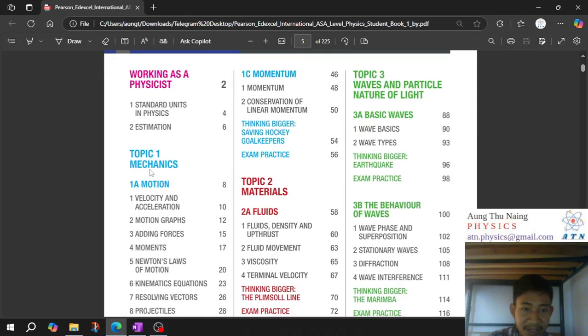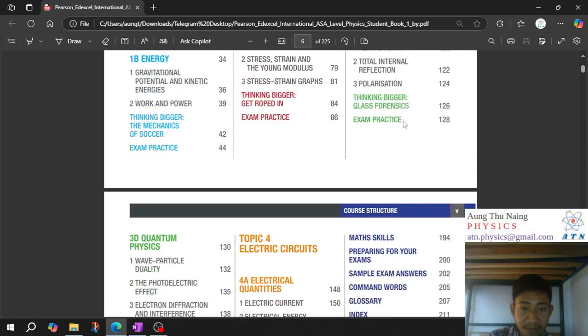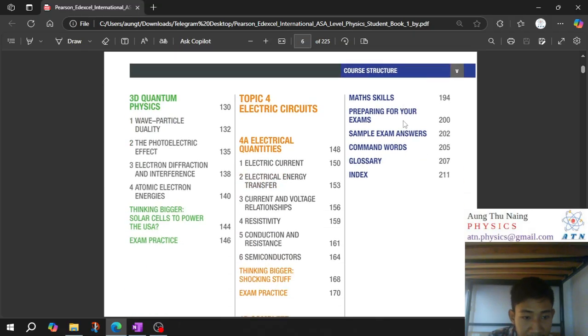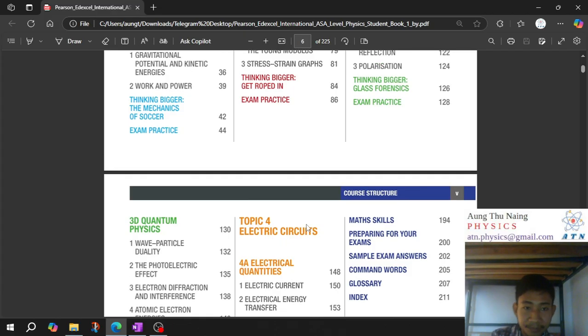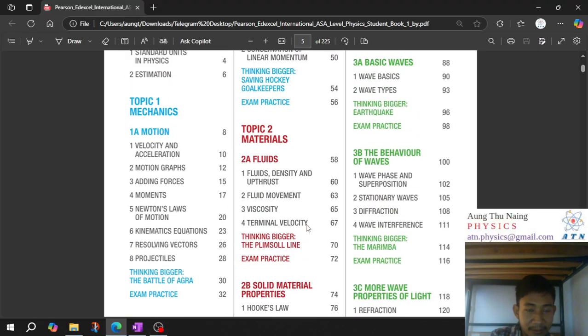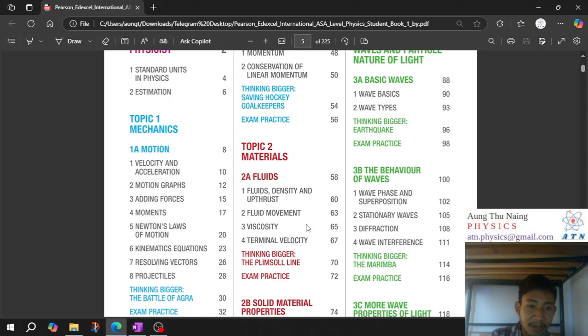Topic 1 is mechanics, motion, topic 2 is materials, topic 3 is wave and particle nature of light, and topic 4, okay, where's topic 4? Oh, I see, electric circuits. At first, I want to discuss topic 1. Topic 1 is motion. And before topic 1, we must understand standard units in physics.